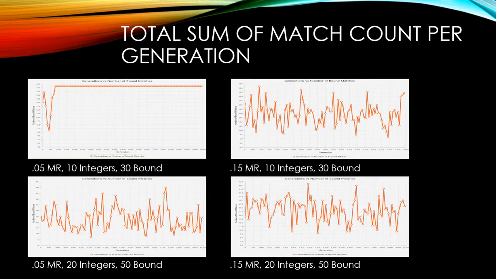This slide shows the total sum of match count per generation, which means the sum of all bound matches in a population. So it should show a similar story between the slide before it and this one. Again, the average sum found is about a fifth of k.